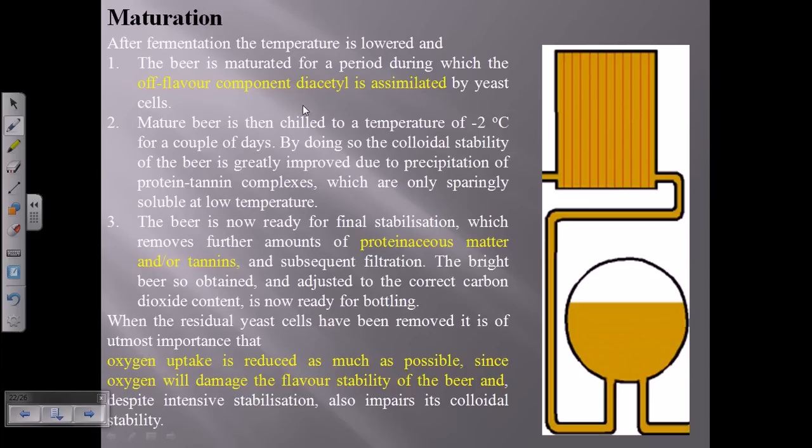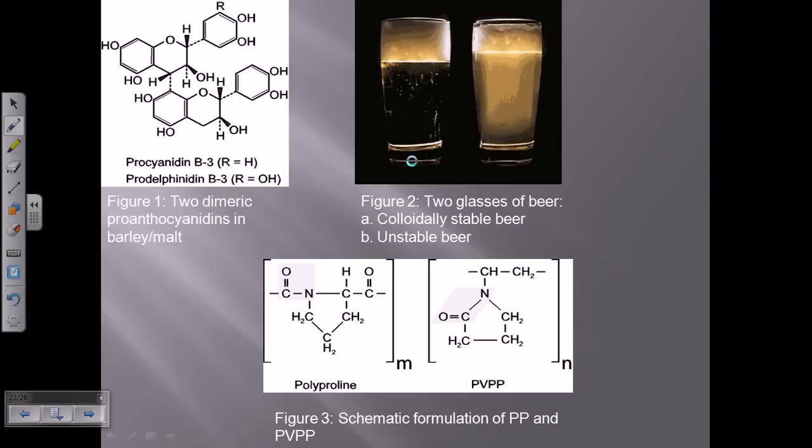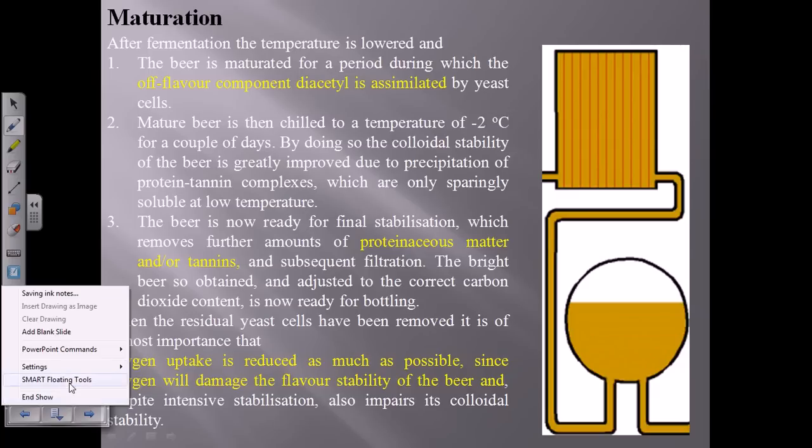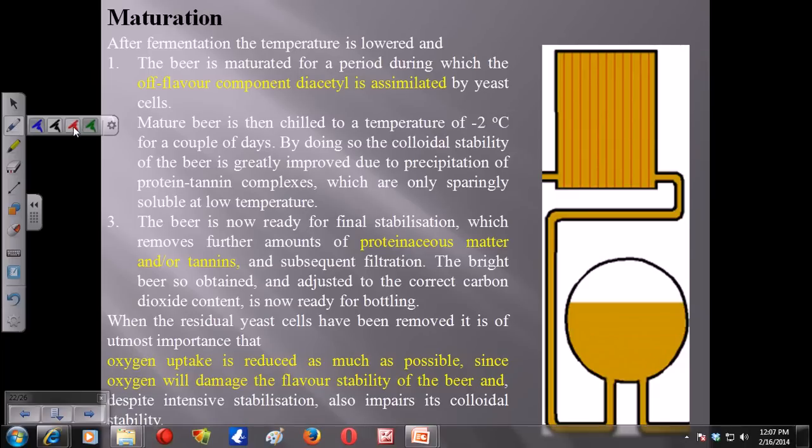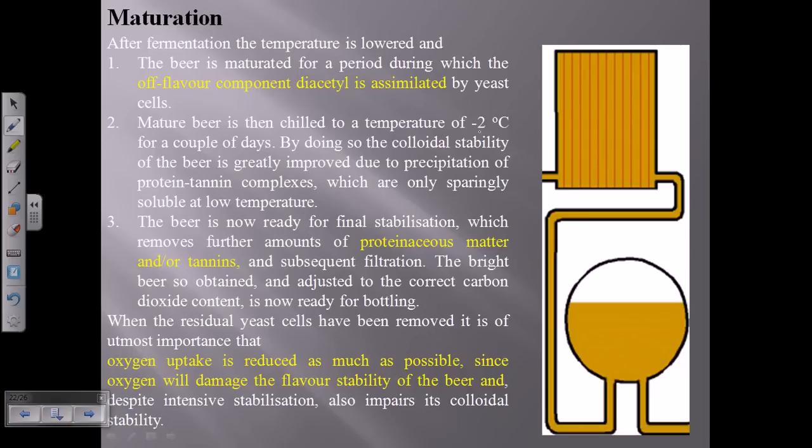Now the mature beer is then chilled to a temperature of -2 degrees Celsius for a couple of days. By doing so, the colloidal stability of the beer is greatly improved. That's a very important point, because maturation is usually done at -2 degrees Celsius, when the colloidal stability is very much increased at this particular stage.